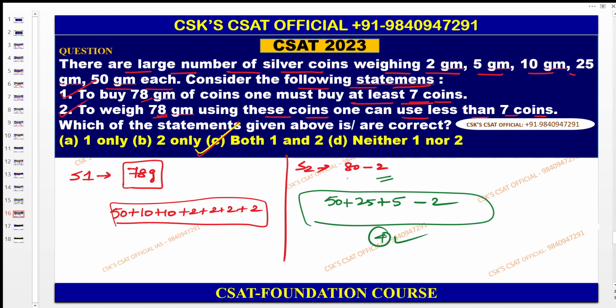Then tomorrow we will see permutation and combination previous year questions, at the same time, 7 o'clock. After completing permutation and combination, we will discuss alligation and mixture, simple interest, compound interest. So tomorrow we are doing permutation and combination at 7 o'clock.